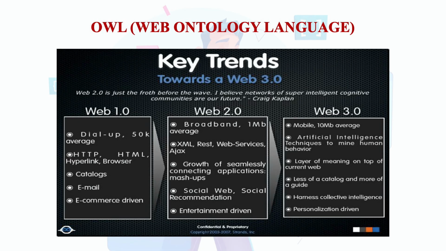Web 2.0 you can see is read-write, and Web 3.0 will be read-write and then execute. So there are several features you can identify along with the columns given here. So these were the key trends represented on this particular slide.